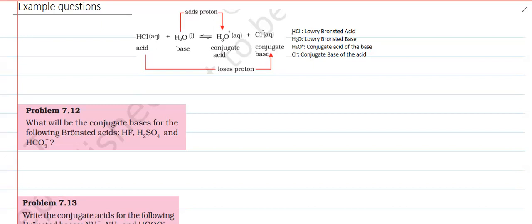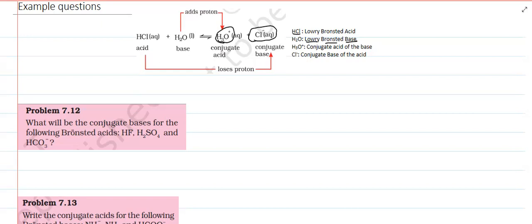So HCl over here is the Lowry Bronsted acid. H2O is the Lowry Bronsted base. The H3O plus is the conjugate acid of the base, and the Cl minus is the conjugate base of the acid. So essentially, HCl is losing a proton to give us the conjugate base, that is Cl minus. So HCl is giving us Cl minus, and H3O plus is formed from H2O.